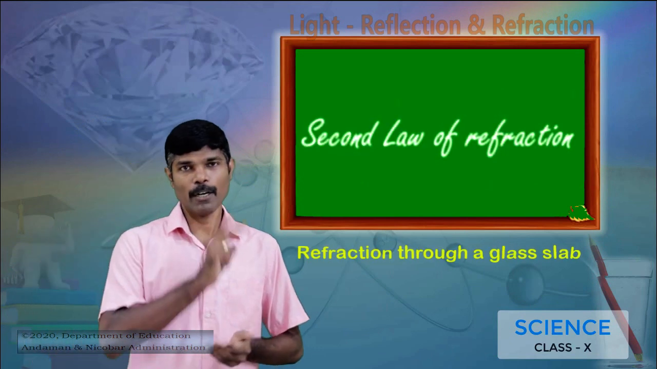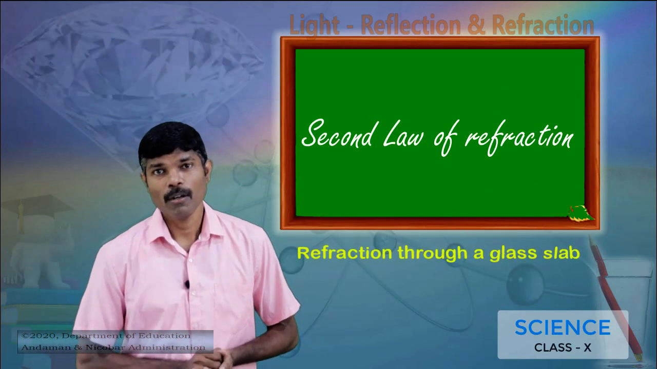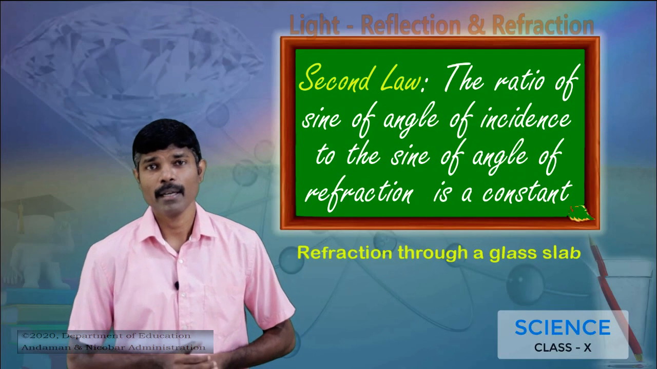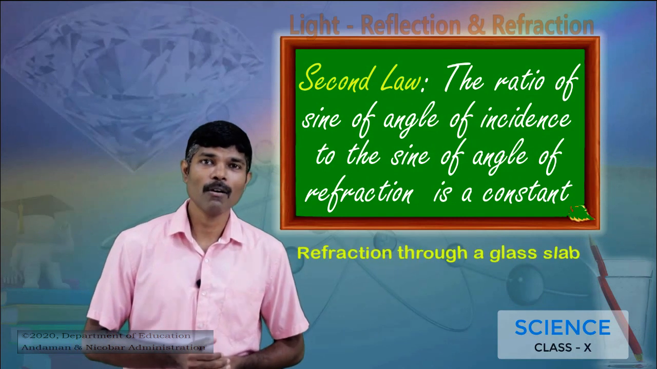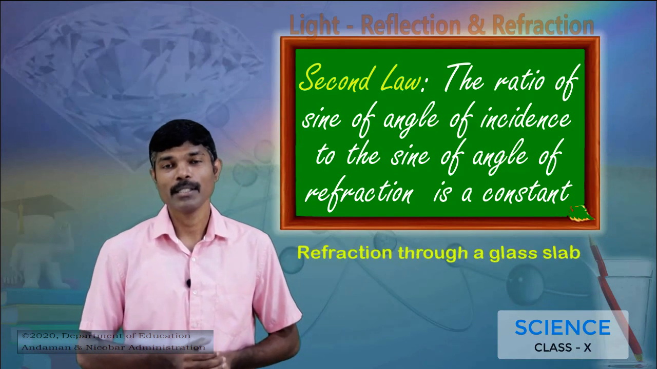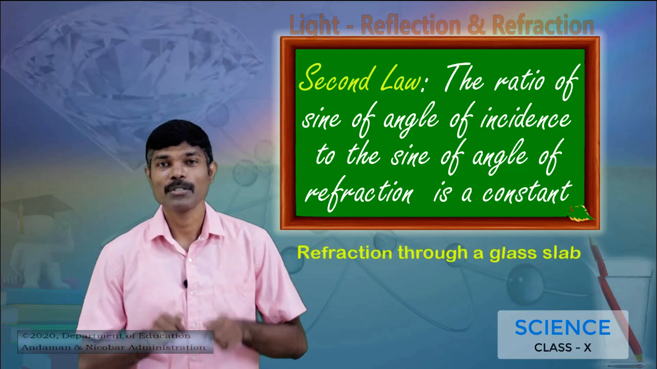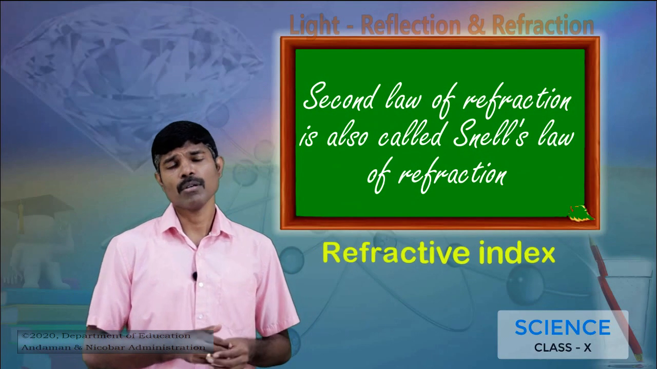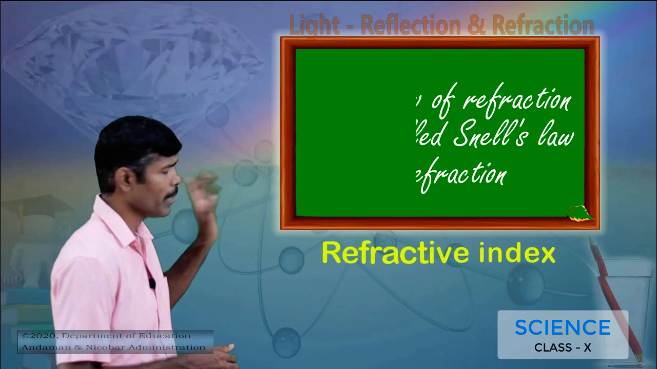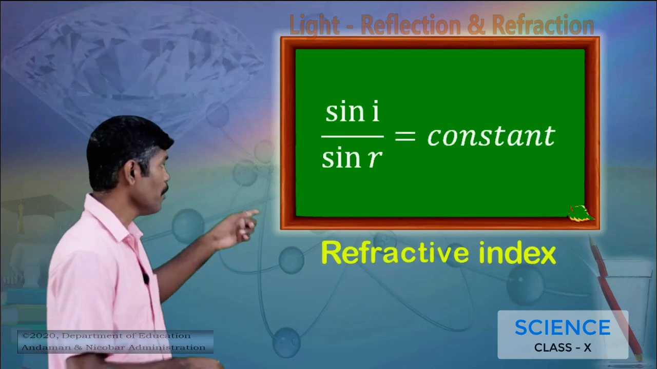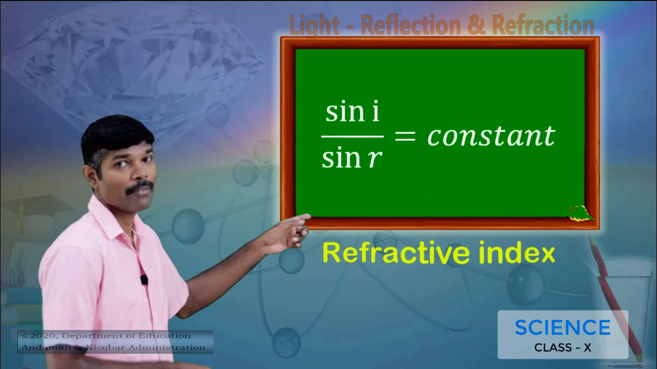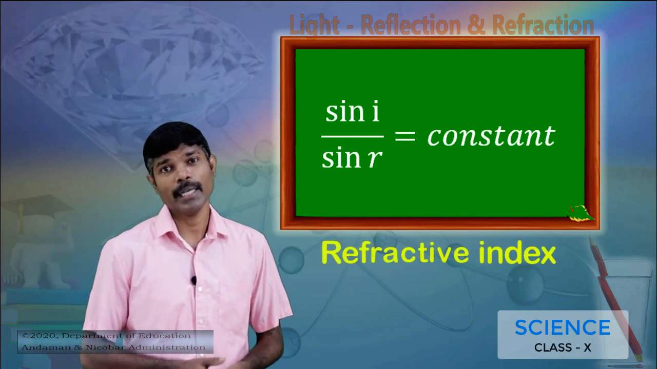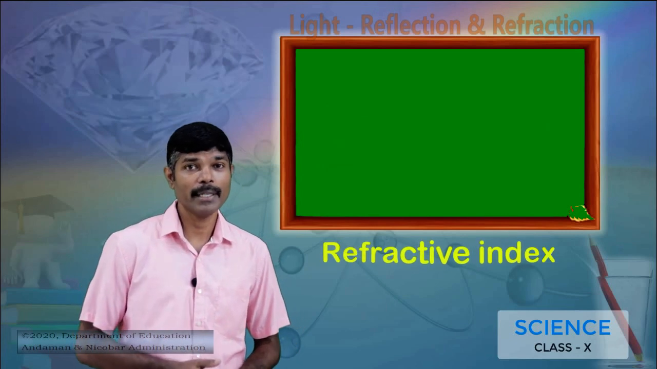Now we see the second law. According to the second law, the ratio of the sine of the angle of the incident ray to the sine of the angle of the refracted ray is constant, and this constant is known as the refractive index. This law is also known as Snell's law, as you can see here. So sine of I by sine of R is equal to a constant. How to find this refractive index, and some numerical problems about the refractive index, we will see.